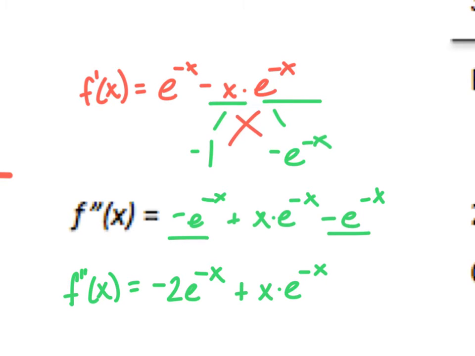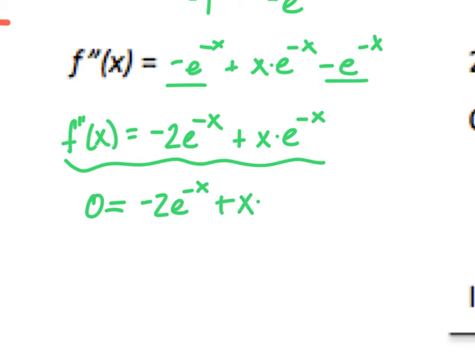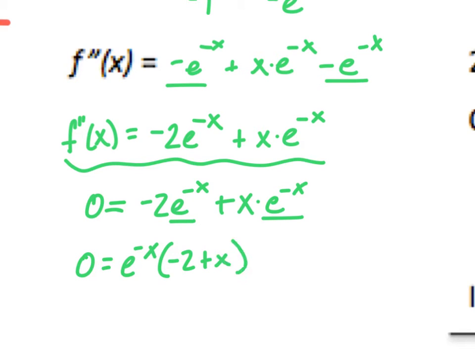Okay, and I'm going to go ahead and set this equal to 0 and solve for x. So 0 is equal to negative 2 e to the negative x plus x times e to the negative x. And I'm going to go ahead and factor out a common e to the negative x. So I get 0 is equal to e to the negative x times negative 2 plus x. Okay, and I'm going to set each of these equal to 0. So I've got e to the negative x is equal to 0, and I've got negative 2 plus x is equal to 0.